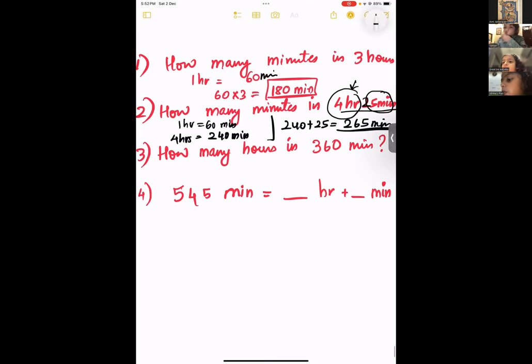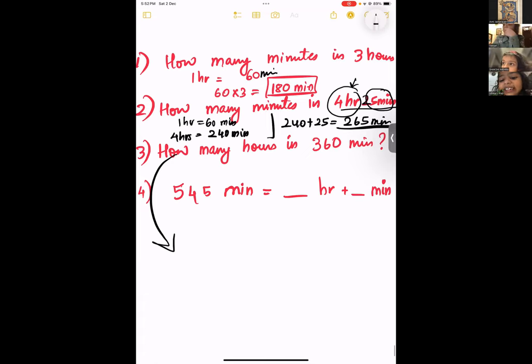Now, doing this question, how many hours in 360 minutes? Theek hai? Here we have to divide. Now, 1 hour has 60 minutes. Avni, we haven't done division. Yeah, I know. So, 1 hour has 60 minutes.